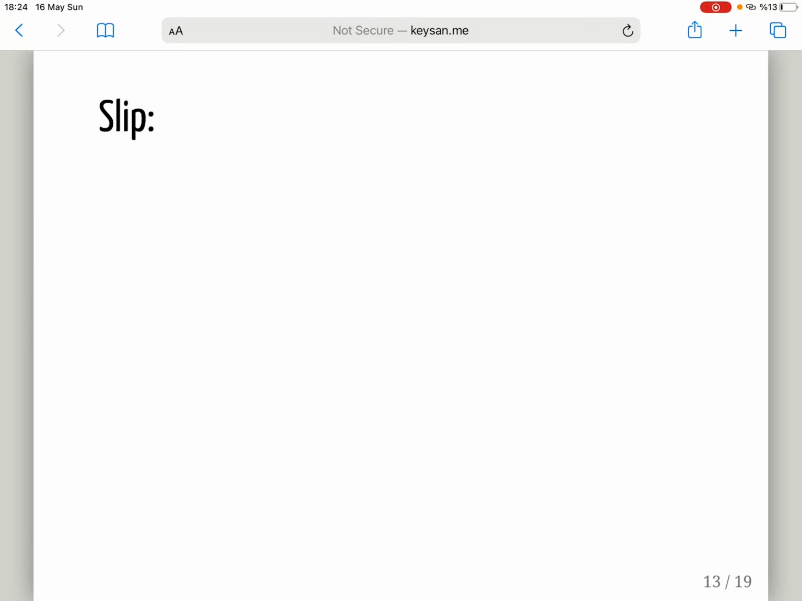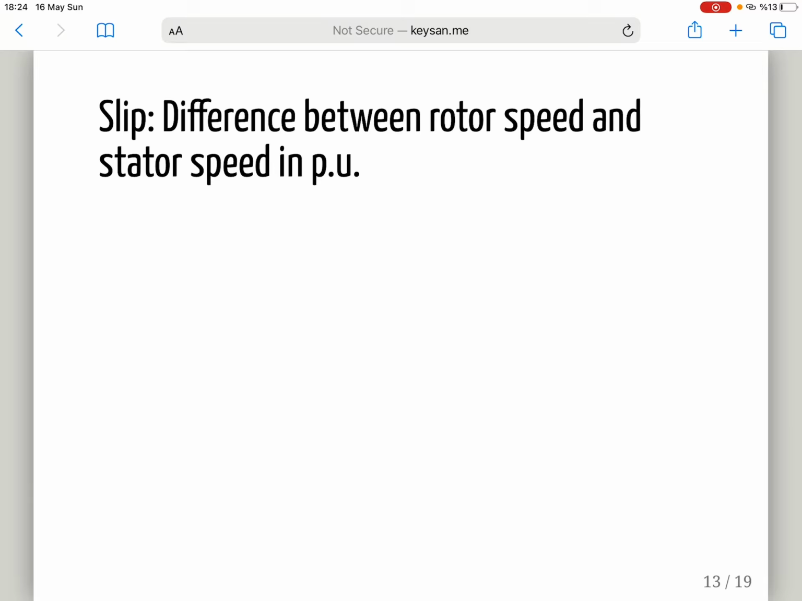Okay, then the most important definition for the induction motors is slip. In Turkish it is kayma. Slip is the difference between the rotor speed and the stator speed in per unit, or in normalized terms.